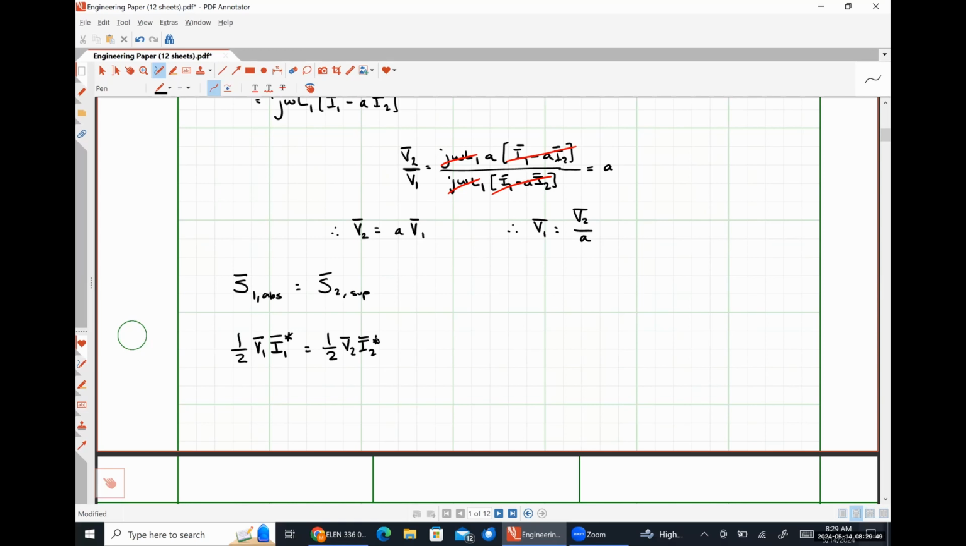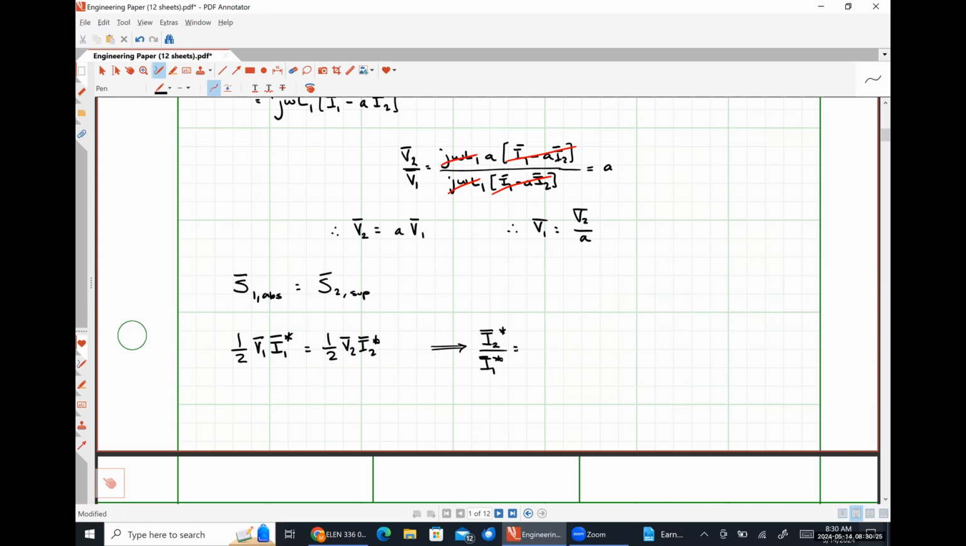Anybody got a problem with that? It's just using our definition, right? So if we take this a step further, we could say that the ratio of I2 conjugate over I1 conjugate would be equal to what?